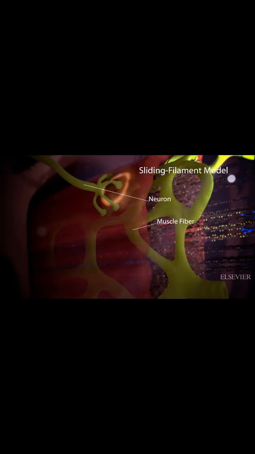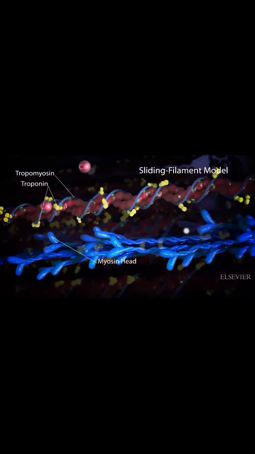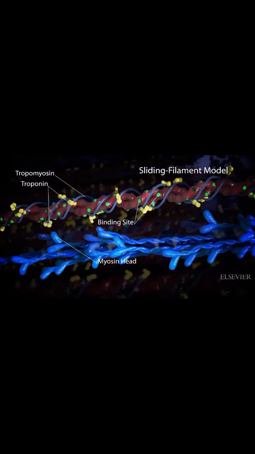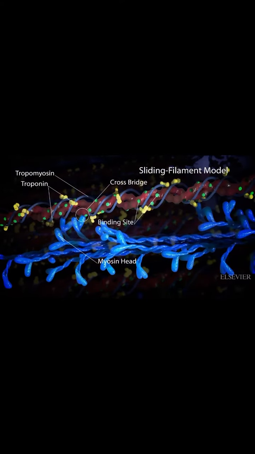Skeletal muscles stay at rest until stimulated by a nerve impulse traveling down a neuron to the muscle fiber. The nerve impulse triggers the release of calcium from the sarcoplasmic reticulum, the muscle cell's specialized endoplasmic reticulum. Calcium binds to troponin on actin, causing tropomyosin to shift and uncover the binding sites. The myosin heads, activated by ATP, bind to actin, forming cross bridges.